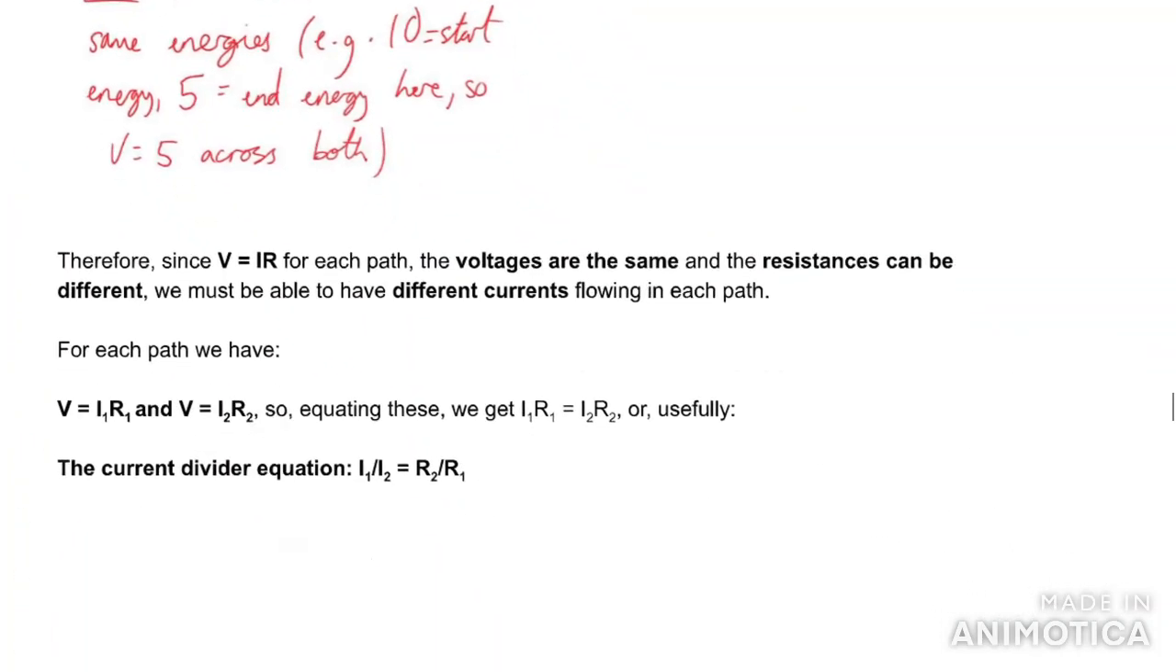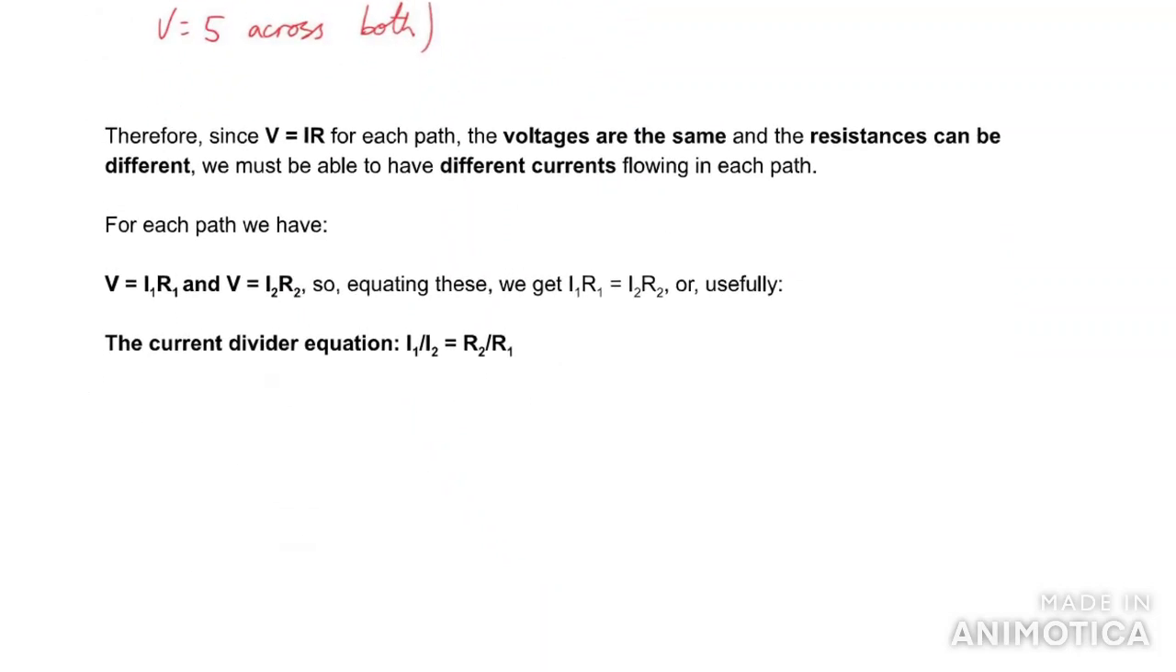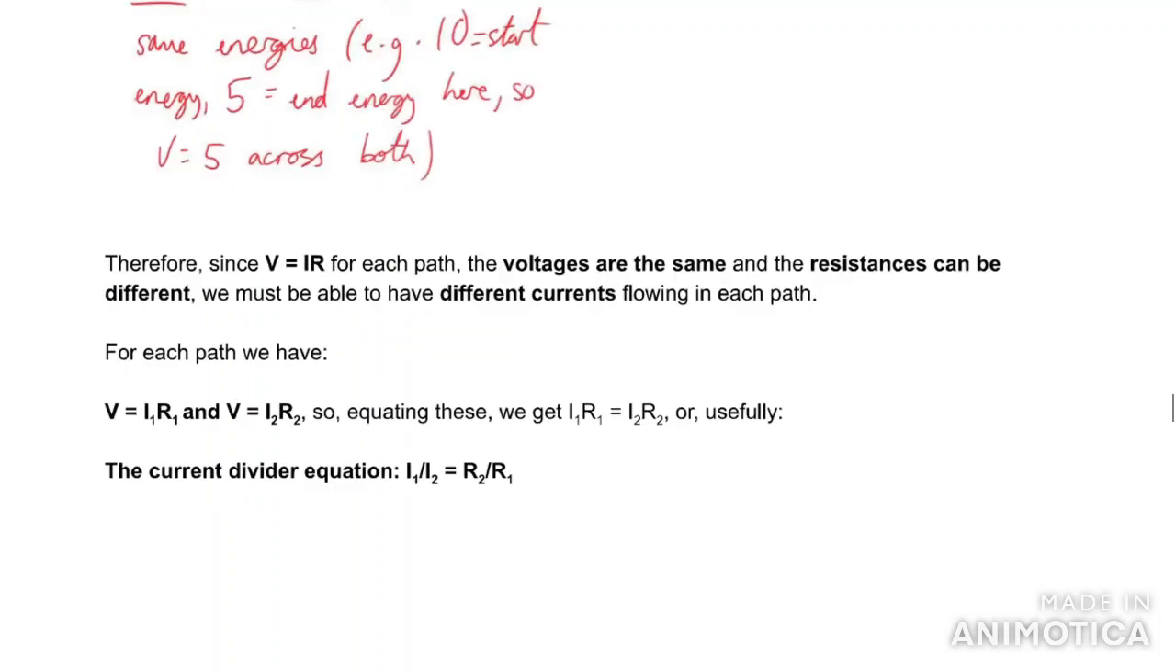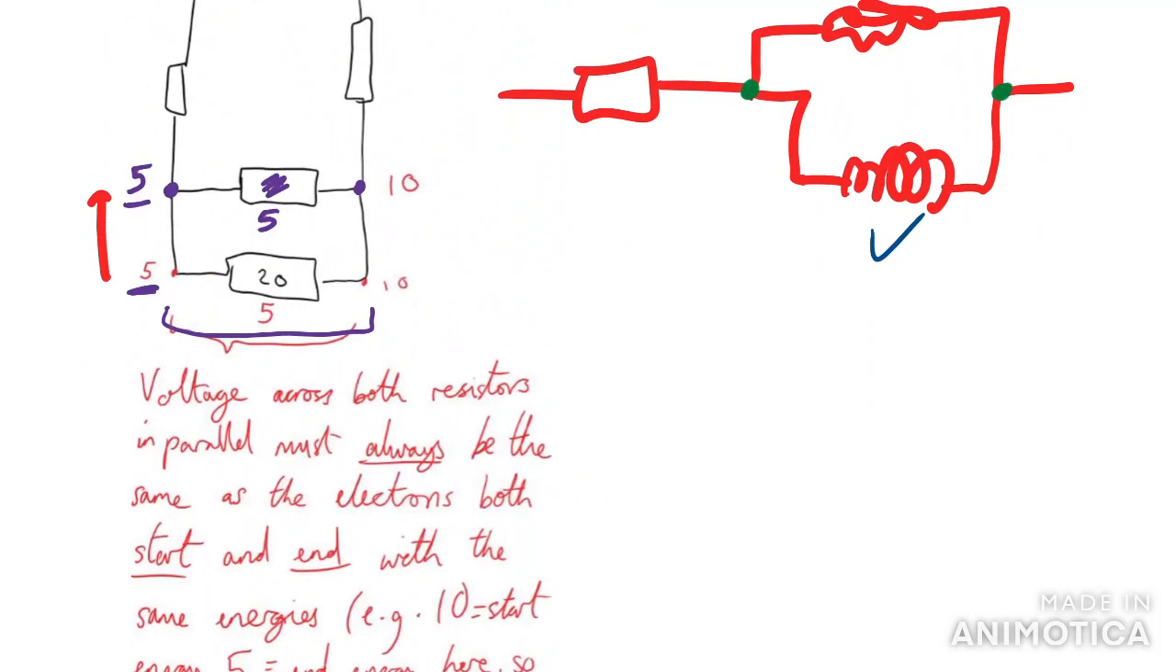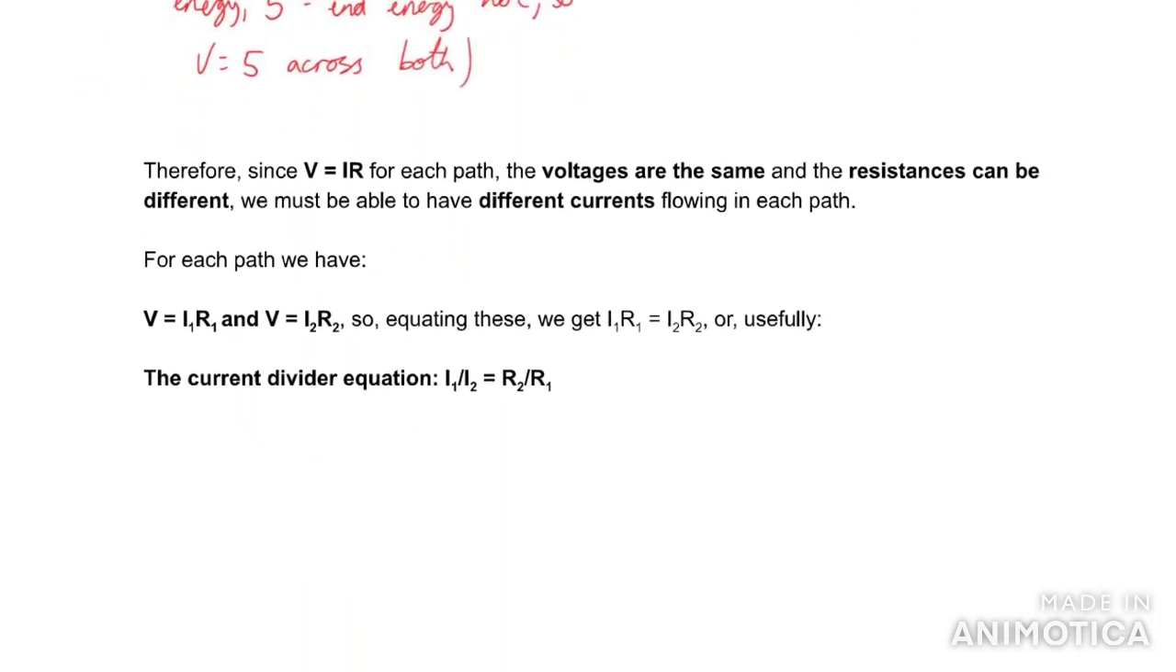But that introduces some important ramifications, because the voltages for each path will be the same, but the resistances can definitely be different. Like choosing different components can make the resistances different. And so because of V equals IR, we must be able to have different currents flowing in each path, because otherwise the maths wouldn't add up. Using a very similar setup to potential dividers, for each path the voltage is the same. So V is equal to I1 R1, but the same V is also equal to I2 R2. Just explaining what I mean here.